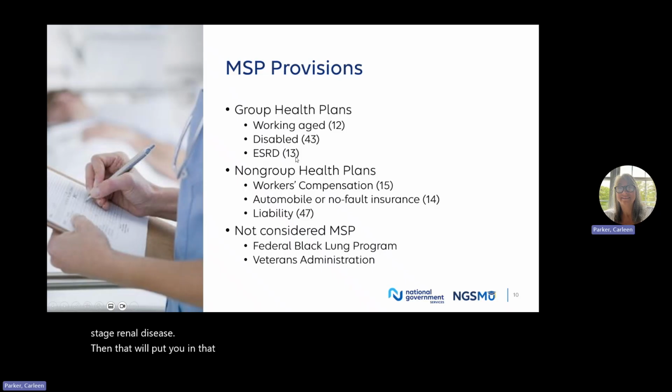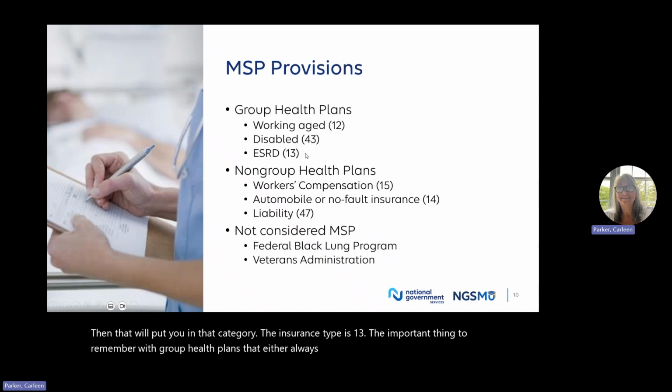The insurance type is 13. The important thing to remember with group health plans is that they're always primary and Medicare is always secondary, right? So if your patients have group health plans, then once again, that plan becomes the primary payer.